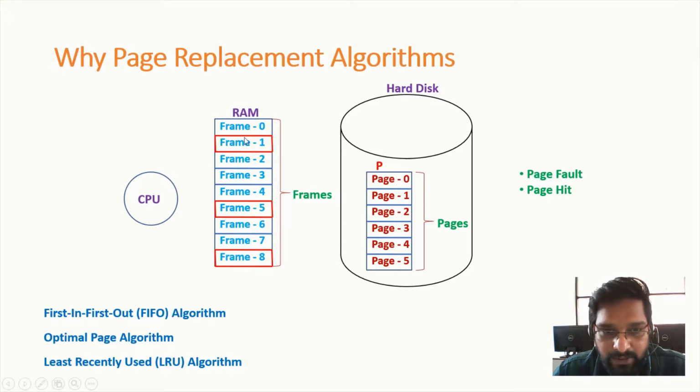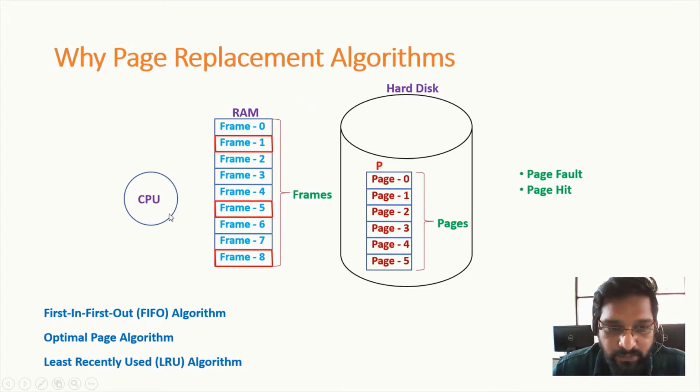Inside this RAM, as you see, frame 1, frame 5 and frame 8, I made it in red color. Why? Because process P, in order to complete its execution, it needs to use frame 1, frame 5 and frame 8 only. It cannot use any other frames. I repeat, process P, in order to complete its execution, it can use either frame 1, or frame 5, or frame 8. It cannot use any other frames, right?